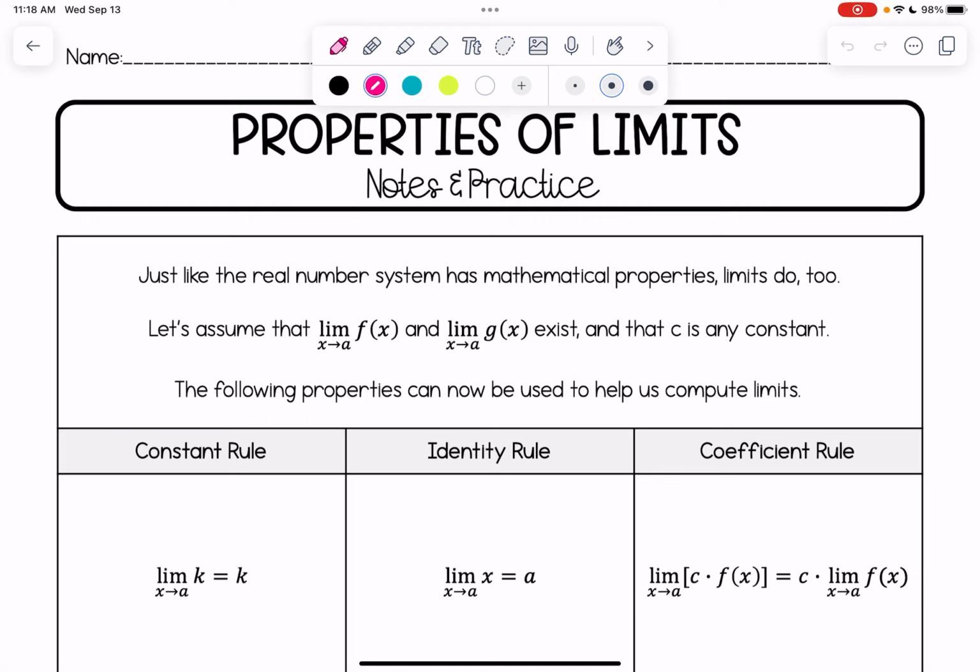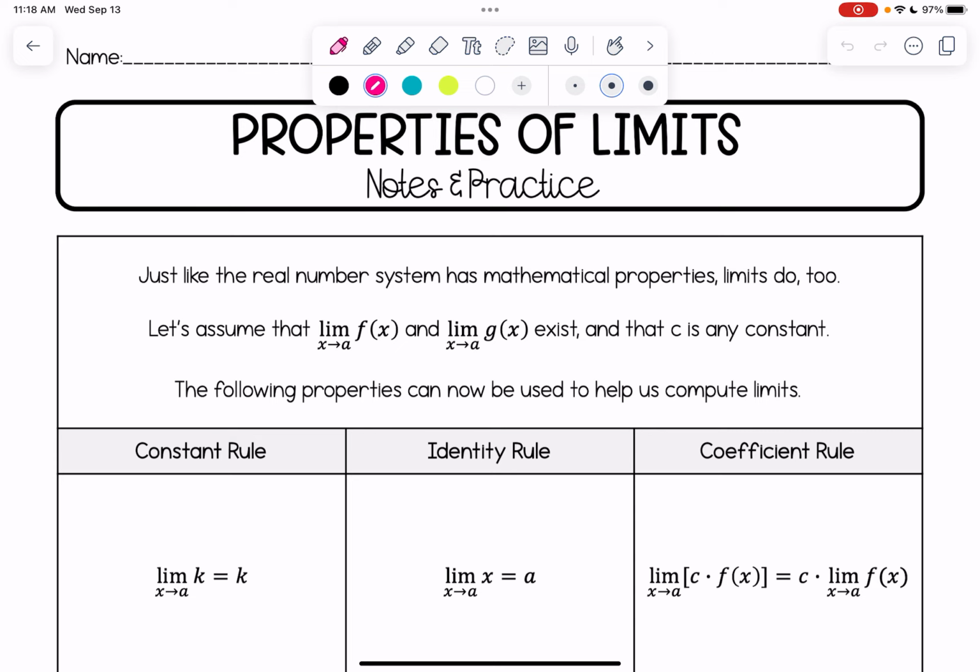In this video, we'll be learning about different properties that limits have. Just like the real number system has mathematical properties, limits do too. Let's assume that the limit as x approaches a of f of x and the limit as x approaches a of g of x exist, and that c is any constant. The following properties can now be used to help us compute limits.